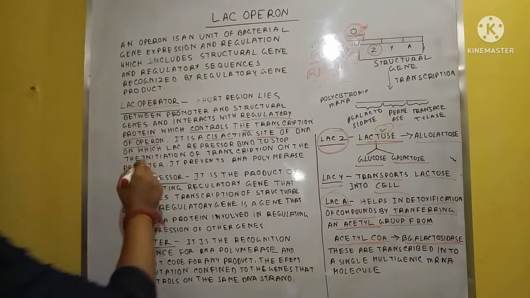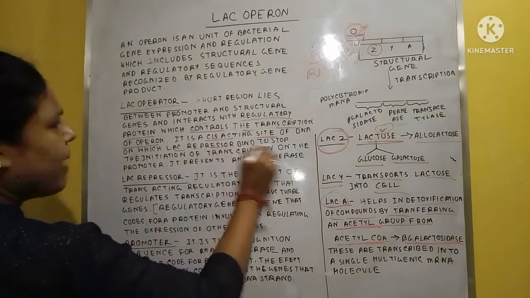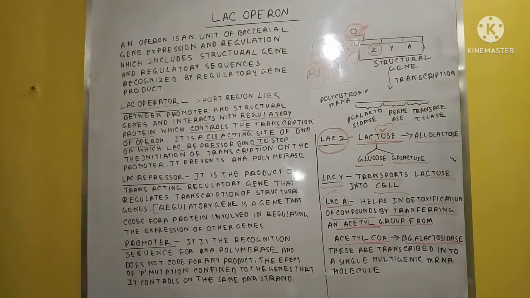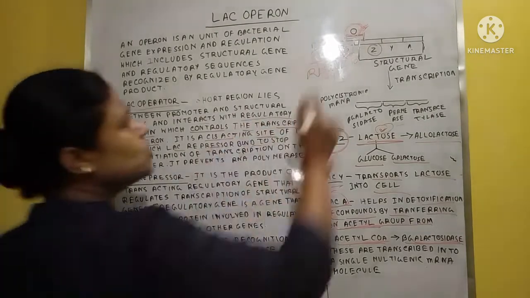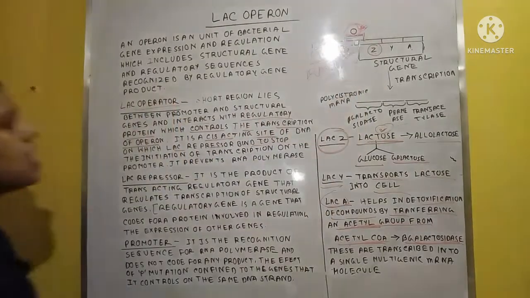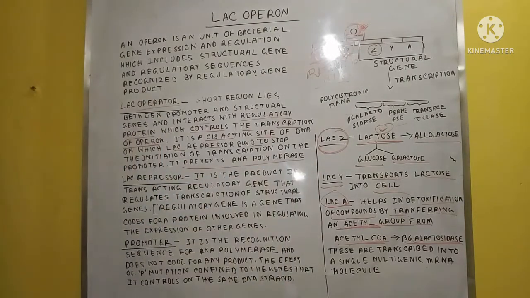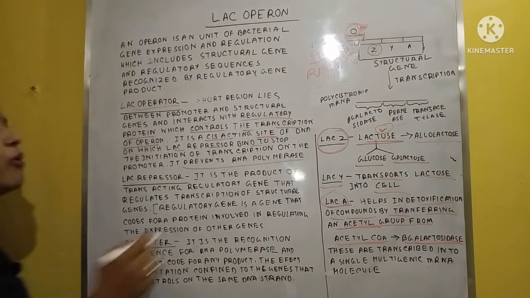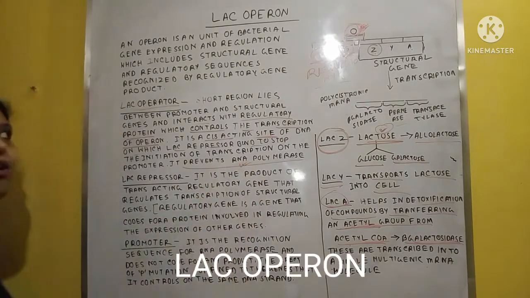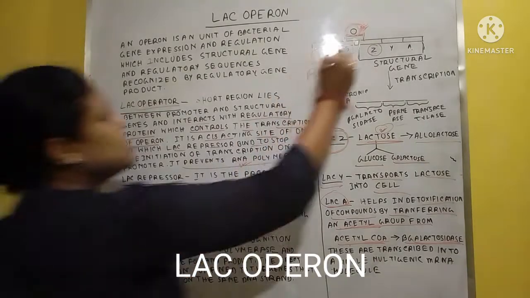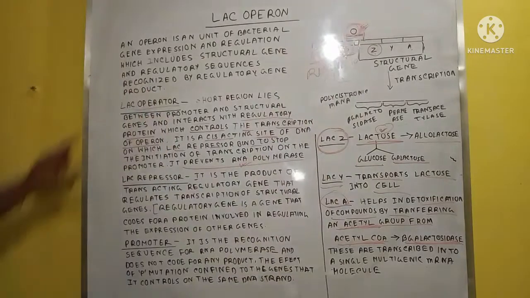So, the Lac repressor binds to the cis site of the operator, and what happens after that? When the Lac repressor binds to the cis site of the operator, it prevents the activity of the RNA polymerase, and RNA polymerase cannot bind to the promoter region. Clear? So this is the operator.